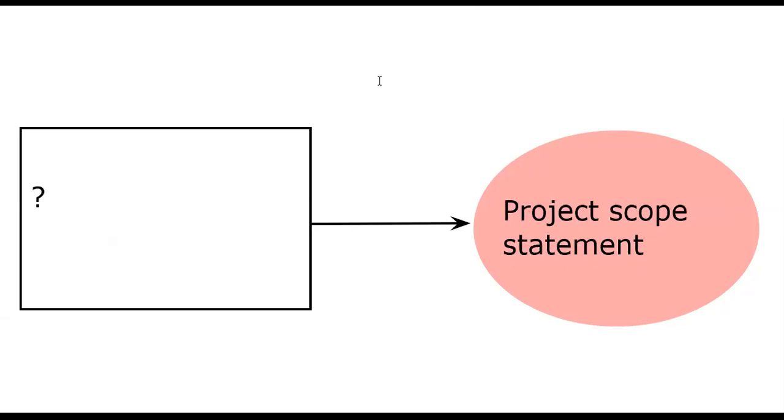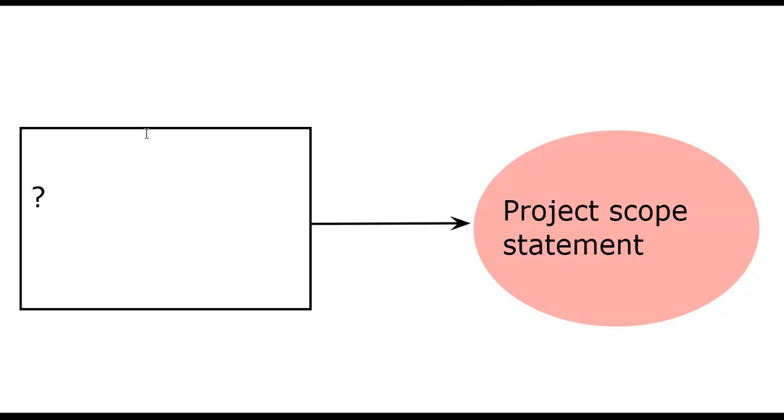Project scope statement is an output of which process? Please get this one right, because we've talked about it before as well. 5, 4, 3, and 1. Thank you very much.